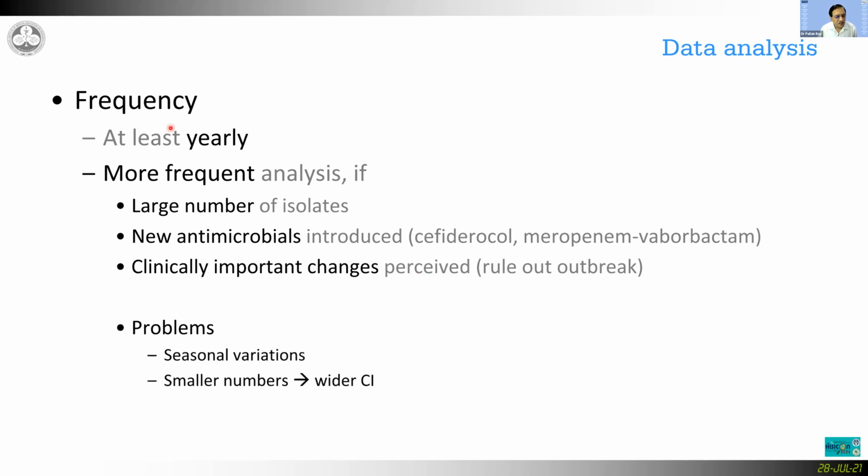The problems of a high frequency antibiogram are that there may be seasonal variations, and those seasonal variations can become a problem. Sometimes the numbers are too small and therefore it gives a wider confidence interval. Now, in the next two slides, I'll deal with a very important concept of confidence interval. You know that CLSI always says that you must calculate the percentage susceptible only when the number tested is 30 or more. Now the question is where this number 30 has come from.